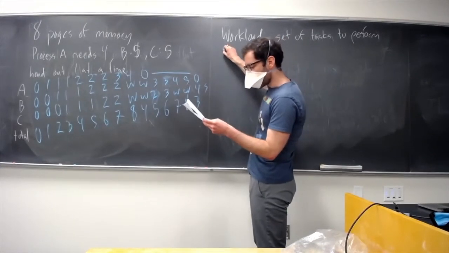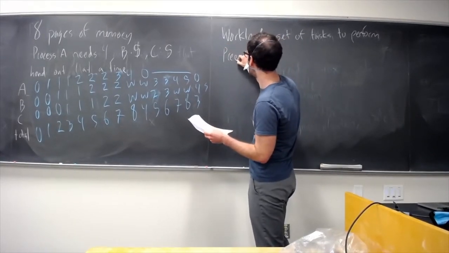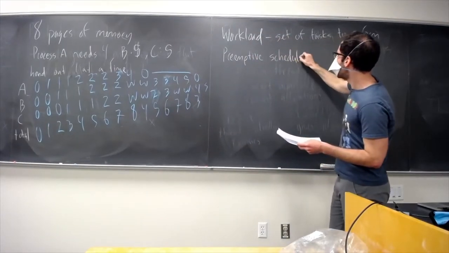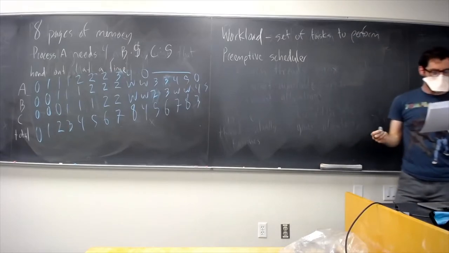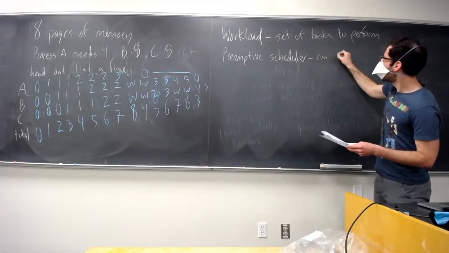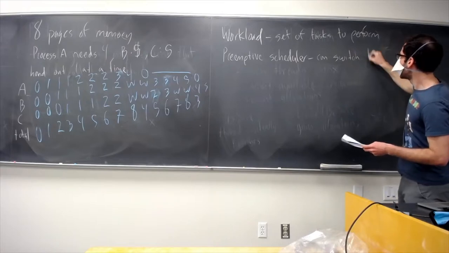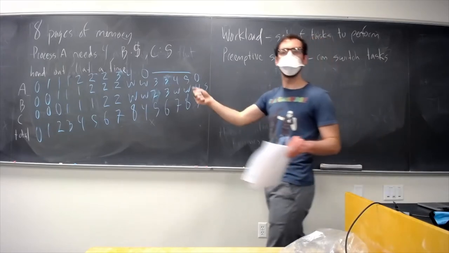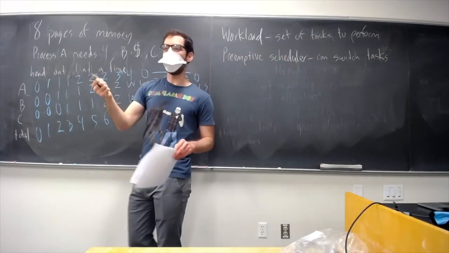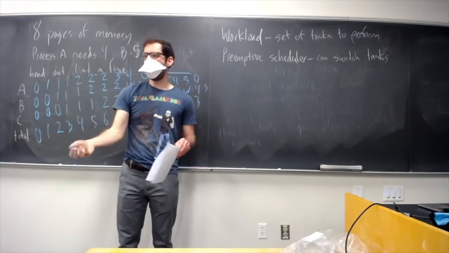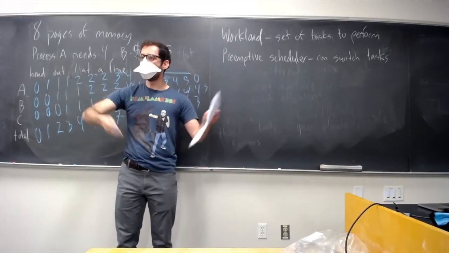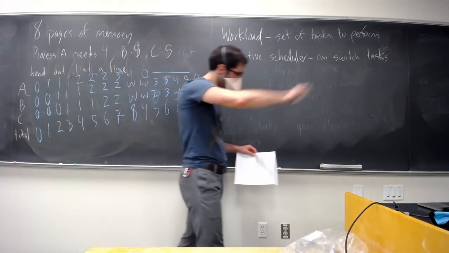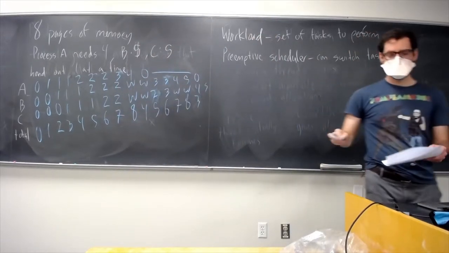We're going to assume that we have a preemptive scheduler, which just means the scheduler can intervene and switch which task is running. We're not waiting for a task to politely yield its time on the CPU to some other task. Our scheduler has the ability to just go in and change who's getting to run.